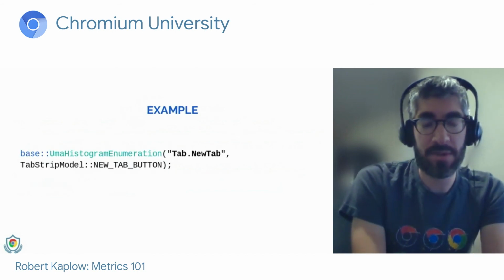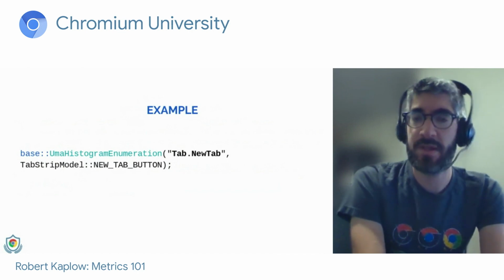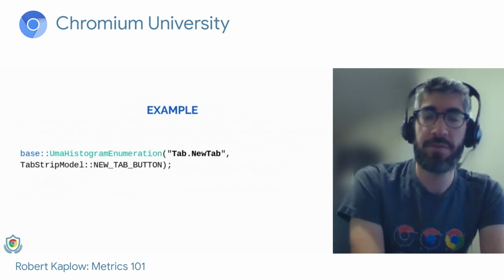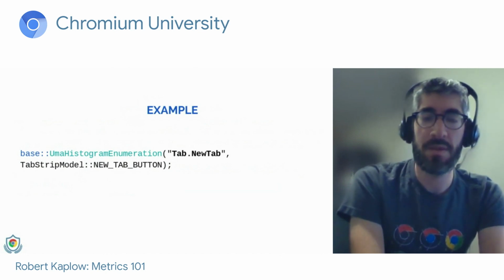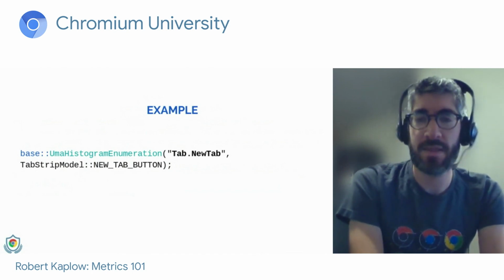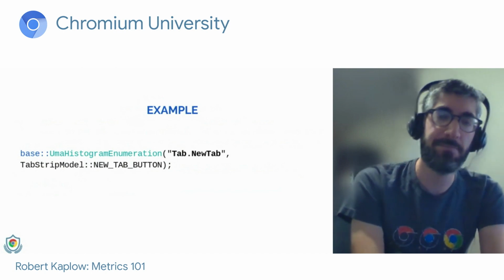And just an example of what this looks like, it's actually very, very simple in the code. This is a function version of an enumerated histogram. So the function call is UMA histogram enumeration. The first argument is just the name of the histogram. This is the tab new tab histogram I described. And then you pass in what event occurred. So imagine you're in the place in the code where someone clicks the new tab button. You add this line of code, and this is going to emit that value at that time.